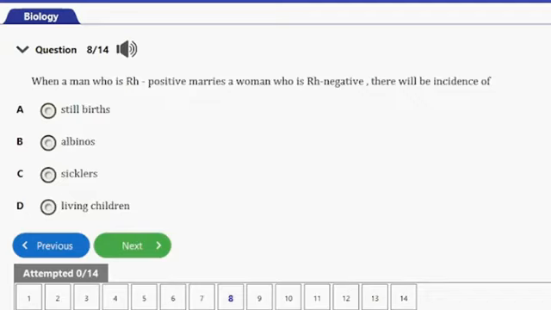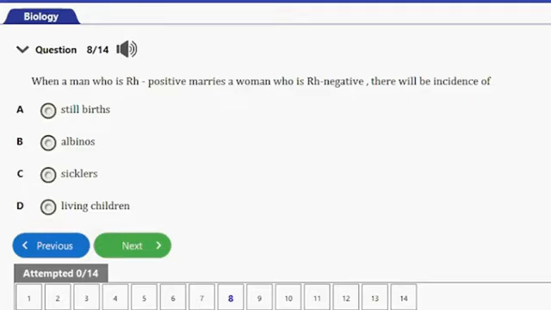It says, when a man who is Rh positive, that's rhesus positive, marries a woman who is Rh negative, that's rhesus negative, there will be an incidence of A, stillbirths, B, albinos, C, sicklers, D, living children. The answer to this question is option A, and that's stillbirths.